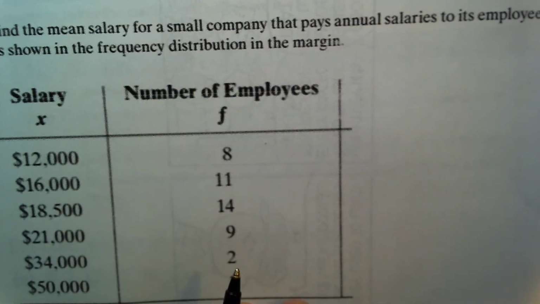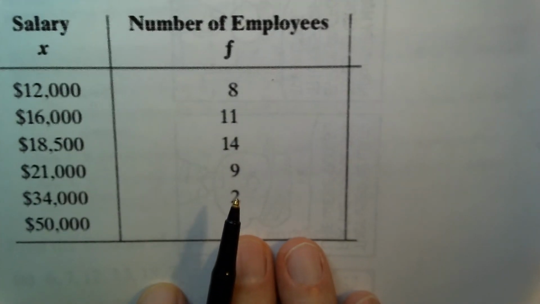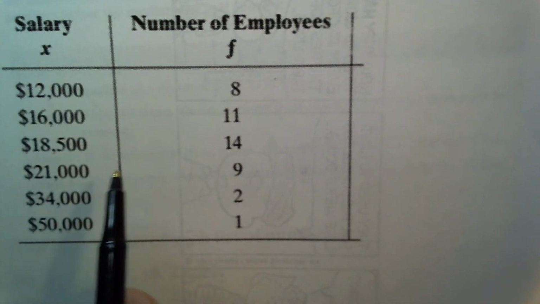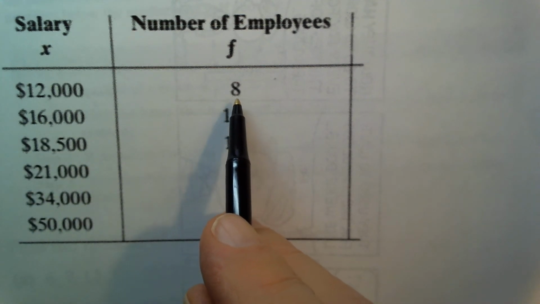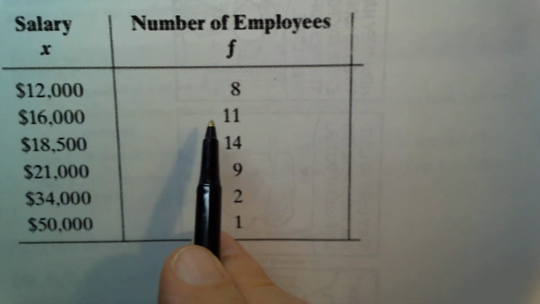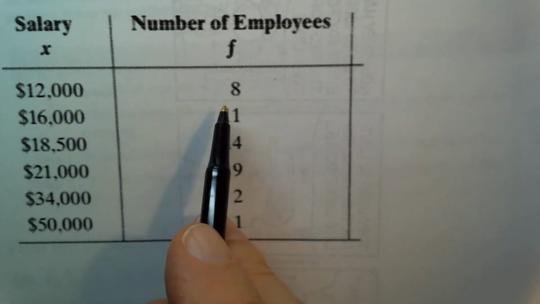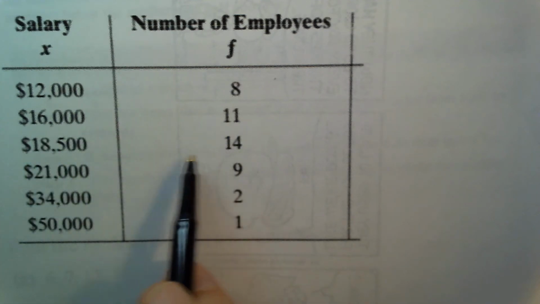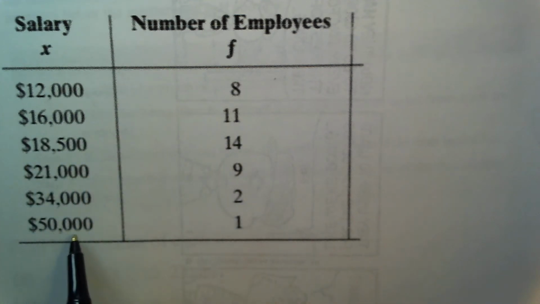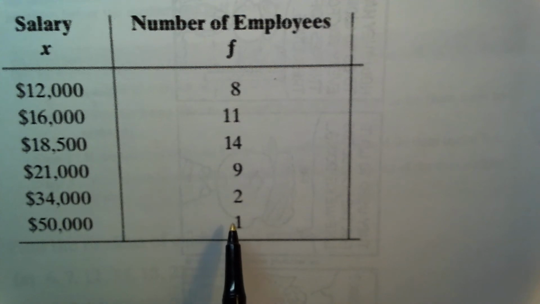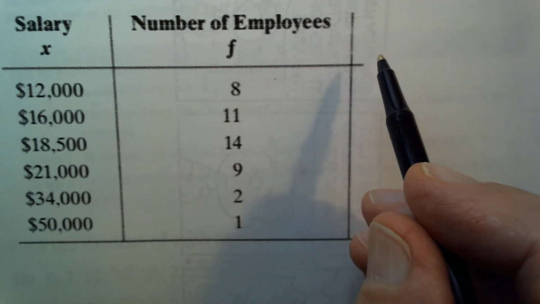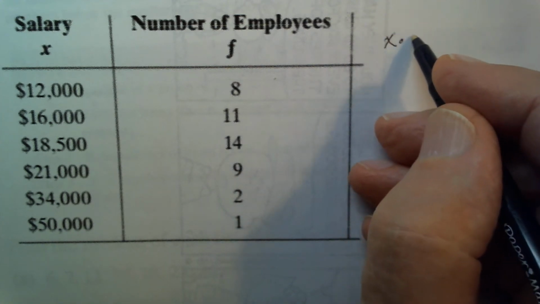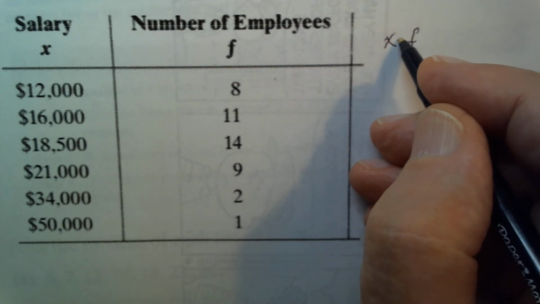So what we have here is the salaries, X, the amounts that people are getting paid, and the frequency would be the number of employees who are receiving that kind of salary. In other words, 8 people who make $12,000 a year, 11 people making $16,000 a year, etc., and 1 person making $50,000 a year. So here we need the third column. That's X times F.